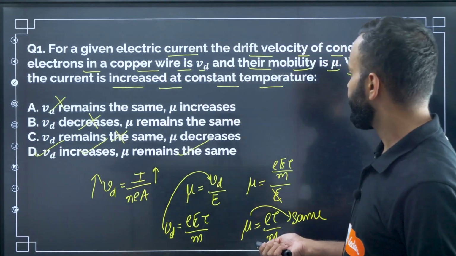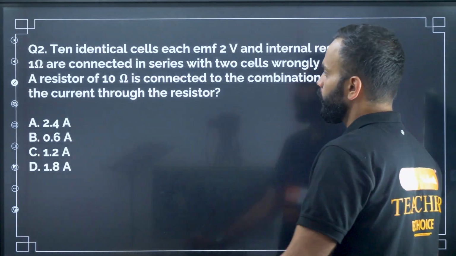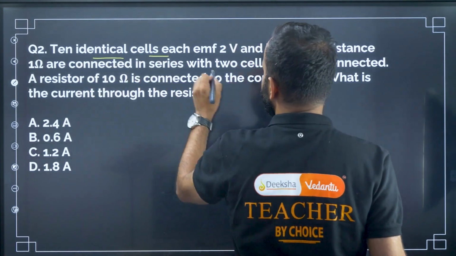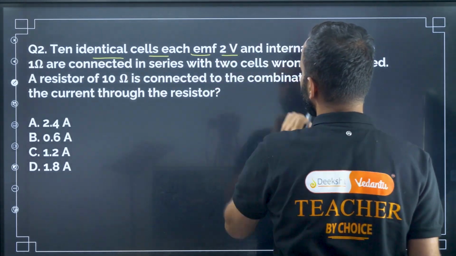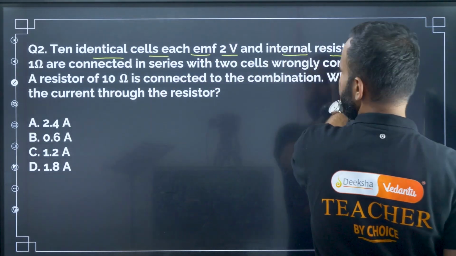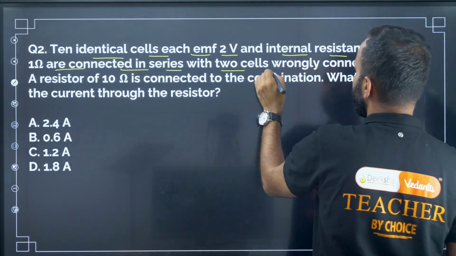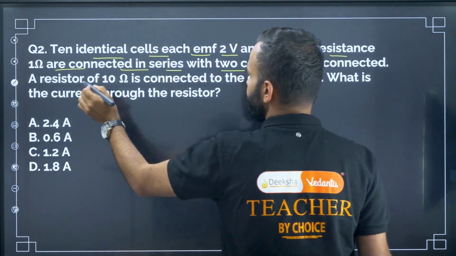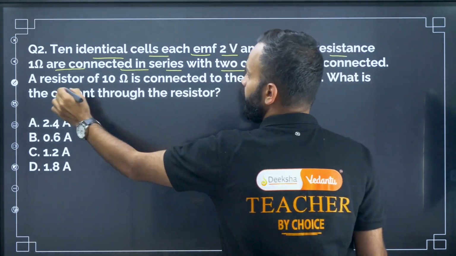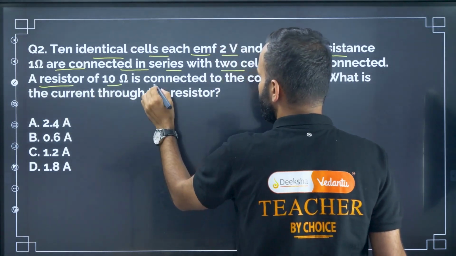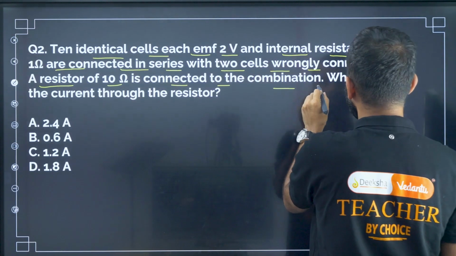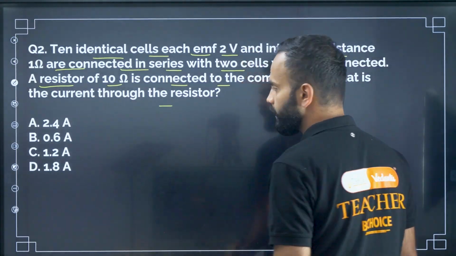Next, question number 2. 10 identical cells, each of EMF 2 volt and internal resistance 1 ohm, are connected in series with 2 cells wrongly connected. A resistor of 10 ohm is connected to the combination. What is the current through the resistor?